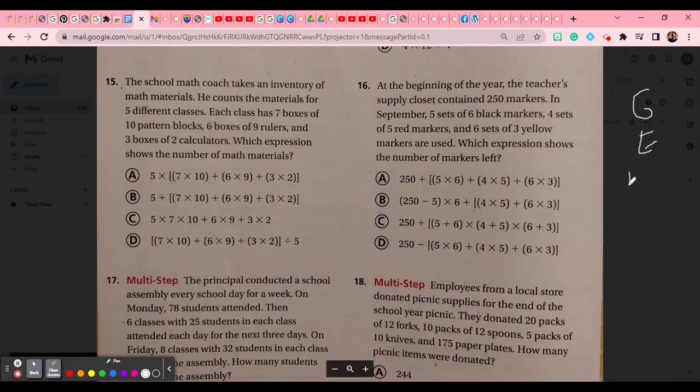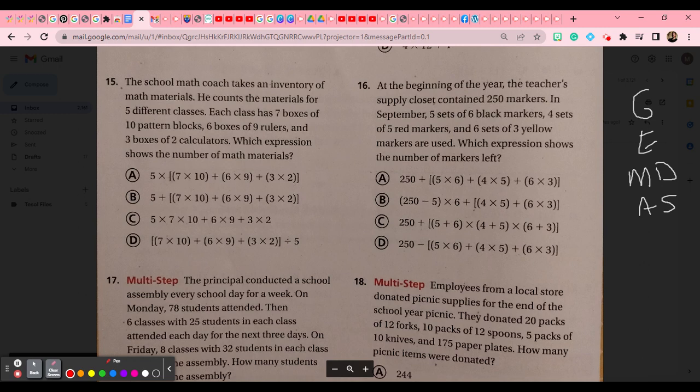Hello again, class. As you now know, I'm writing my GEMDAS so I don't forget to use my proper order of operations. G, grouping, which is brackets and parentheses; E, exponents; then multiplication and division, which have equal power. That means we work them left to right, and then add, subtract.